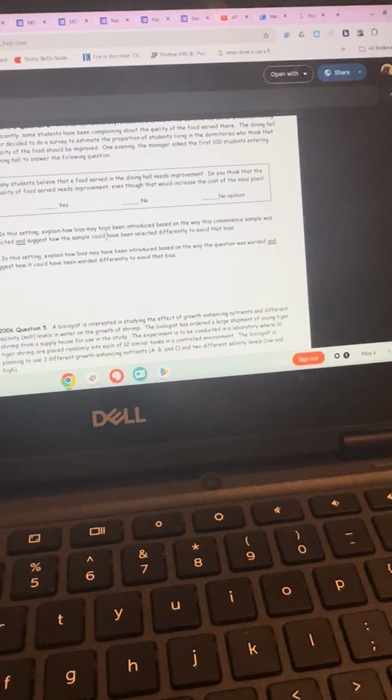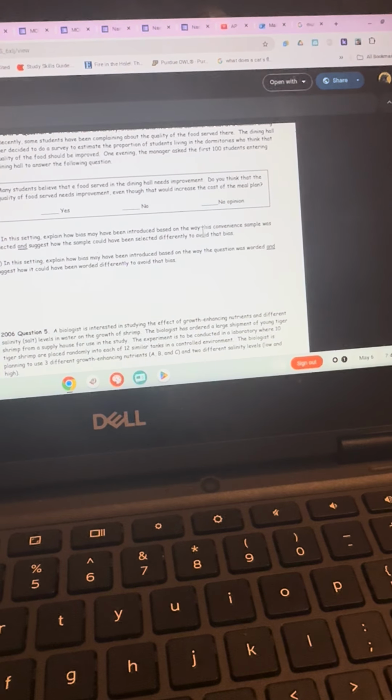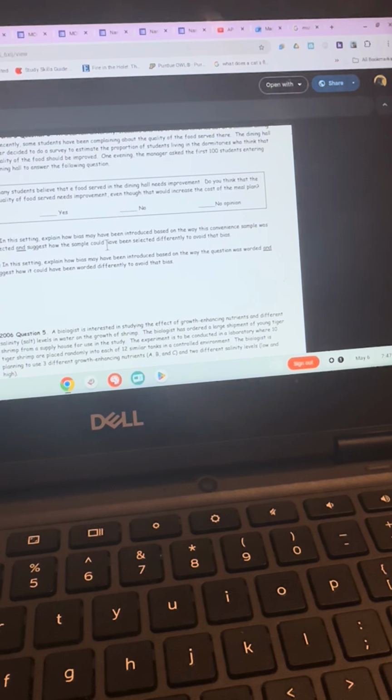In this setting, explain how bias may have been introduced based on the way this convenience sample was selected, and suggest how the sample could have been selected differently to avoid that bias.